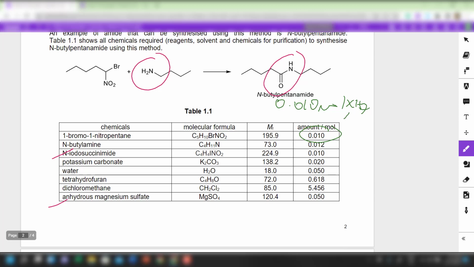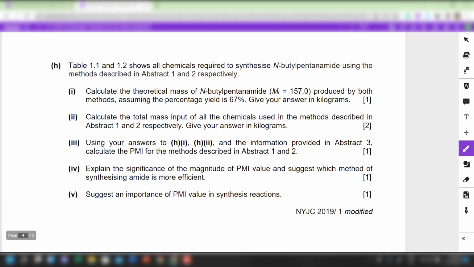And of course the yield is 67%. So we will be able to get a mass of 1.052 grams, which equals 1.052 times 10 to the power of minus 3 kg. Why are we leaving the answer in kg? Because the question asks us to do so. Oh, okay, the Mr is given to us, 157.